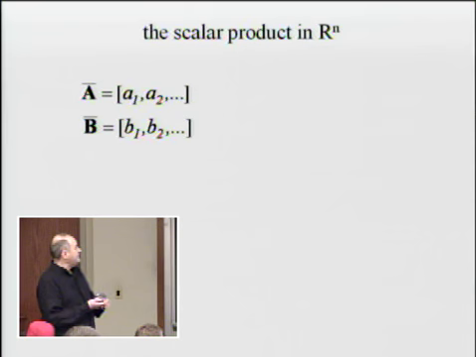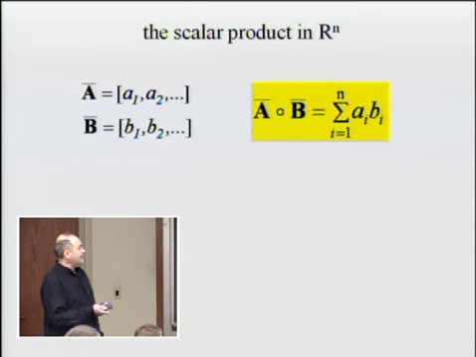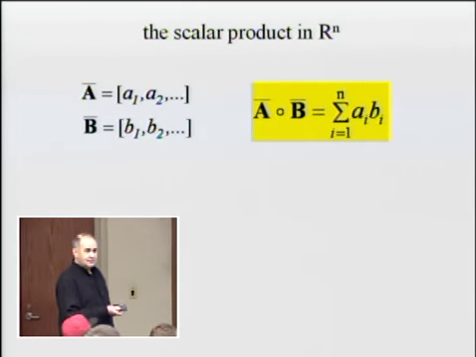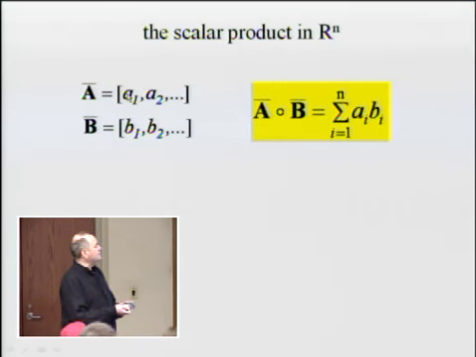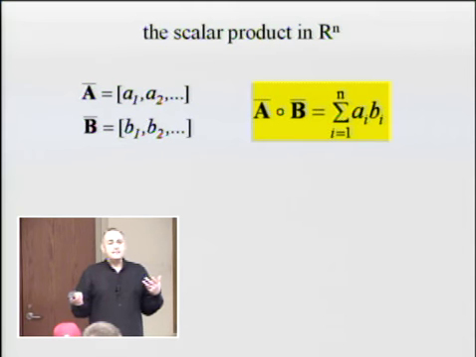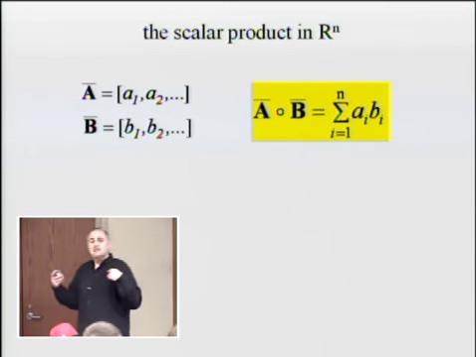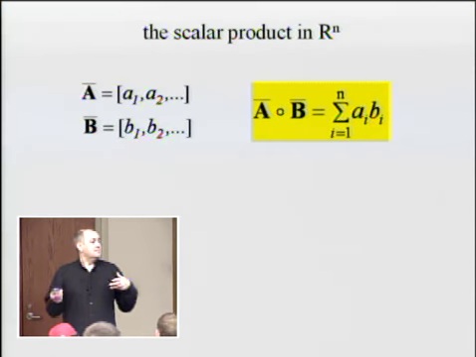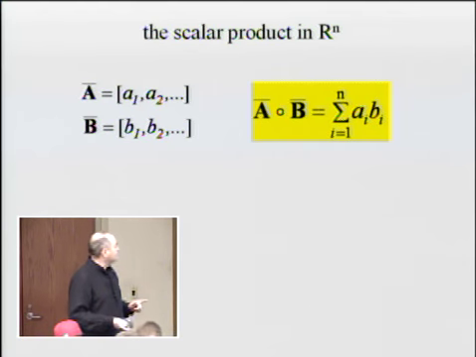Now, if we take arrays, scalar product is defined in such a way that we have to multiply the first number by the first number, the second number by the second number, the third number by the third number, and so on, and then add those products. So scalar product is calculated by adding products of corresponding arrays.